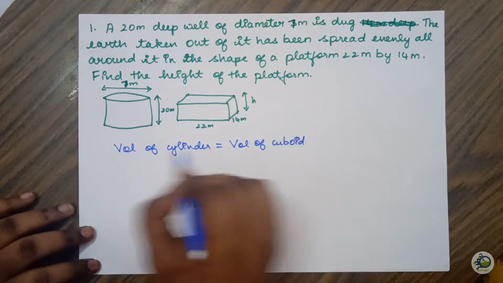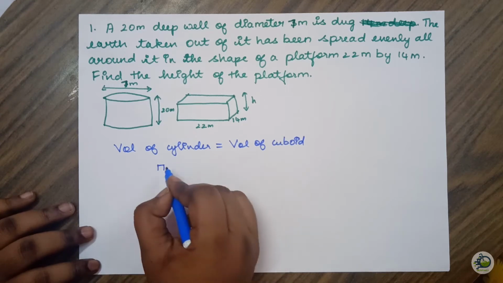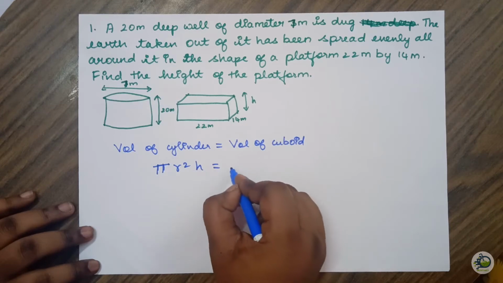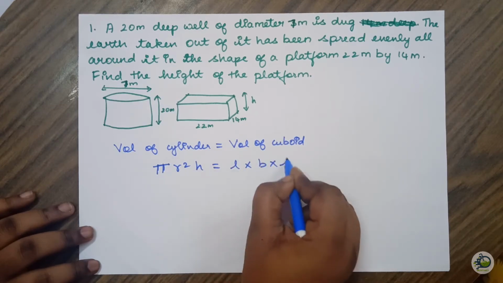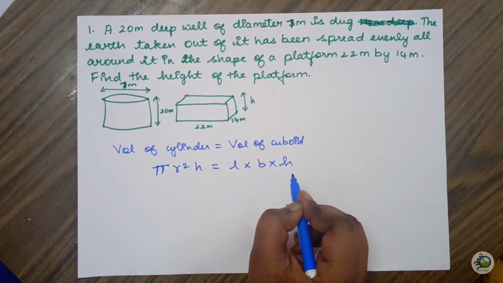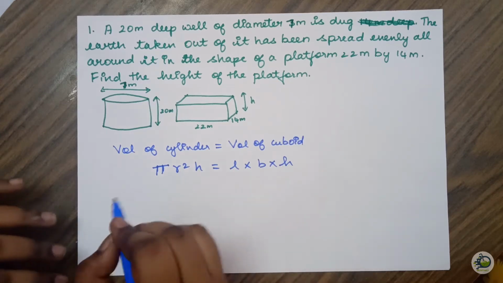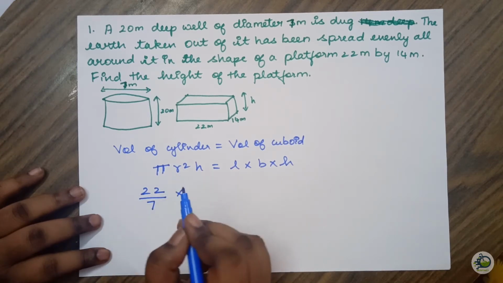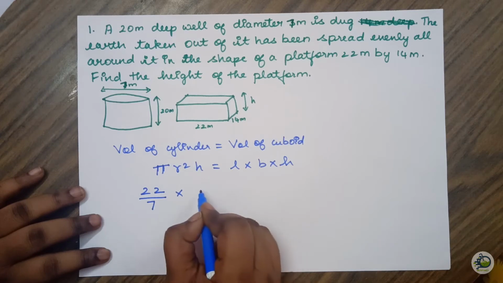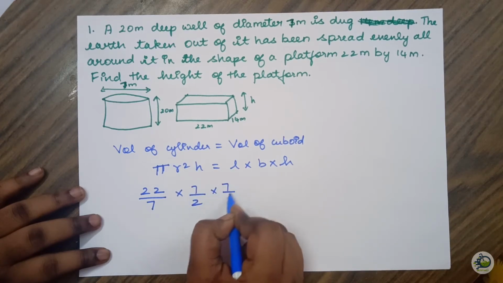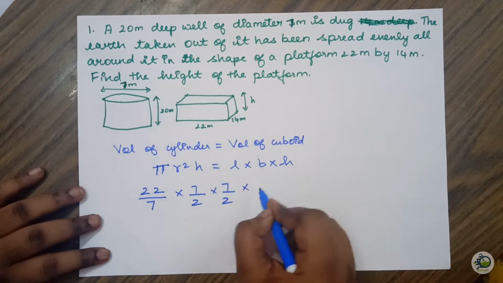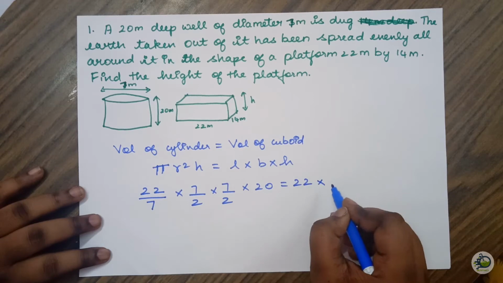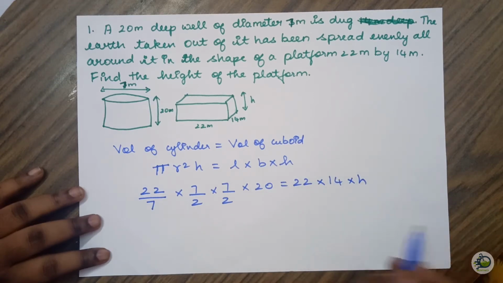So now we know that the volume of cylinder formula is pi r square h, which is equal to the volume of cuboid, which is L into B into h. Here we don't know what h is, that is what we are going to find out. Let's substitute. Instead of pi I can substitute 22 by 7, into r square, which is 7 by 2 into 7 by 2, into height 20, equal to length given as 22, breadth given as 14, and height is what we have to find.